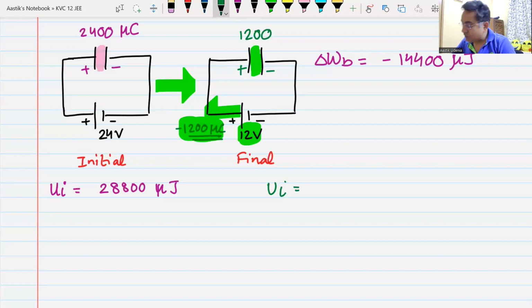Now let me come to the final energy, again Q square by 2C. 12 square is 144, divided by 2 is 72, so 7200 microjoules. Am I correct? Yes, sir. You know the initial energy, you know the final energy. Now is the time to apply that equation. Can anyone tell me what is that equation?